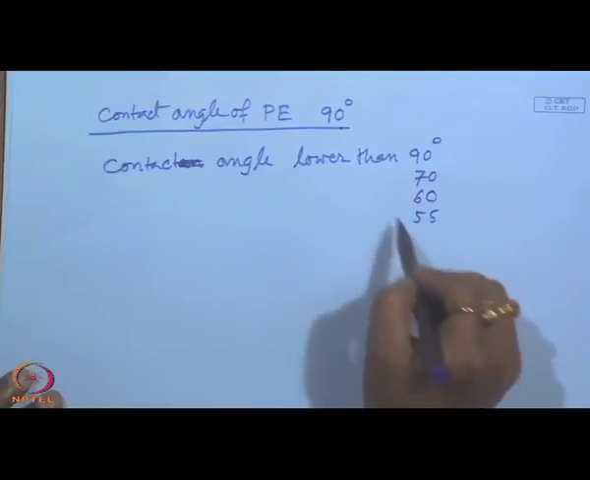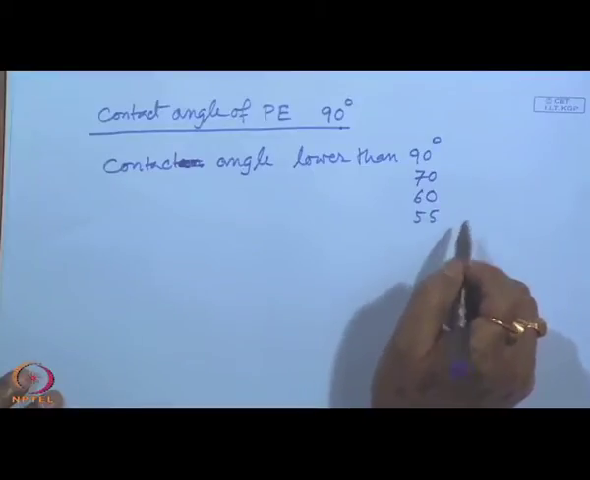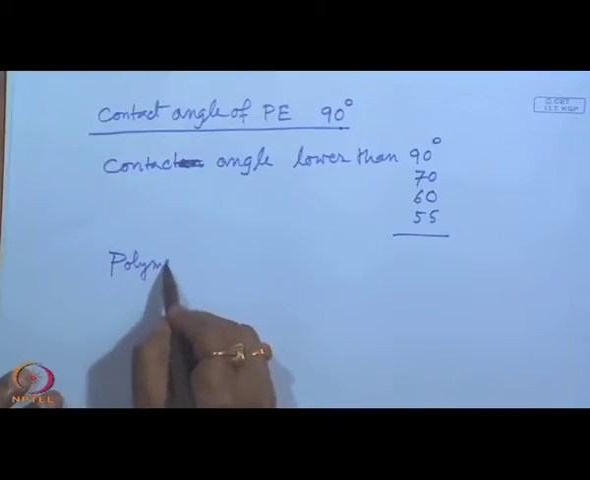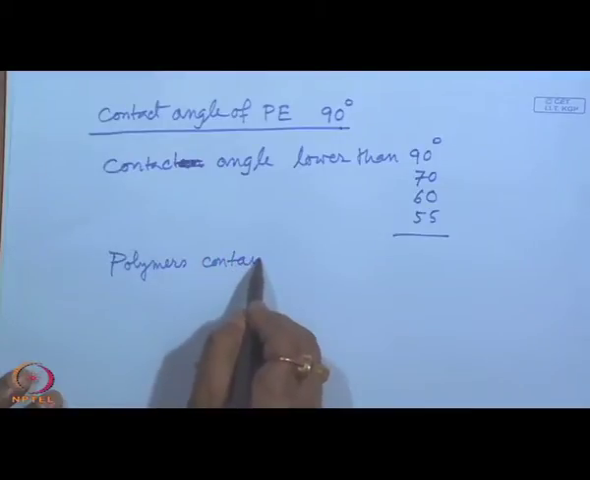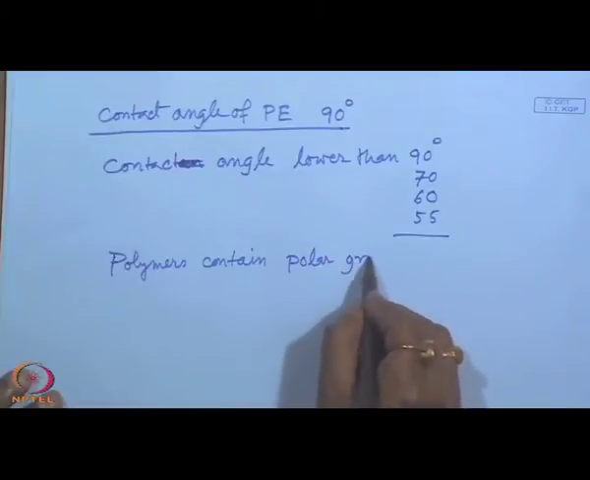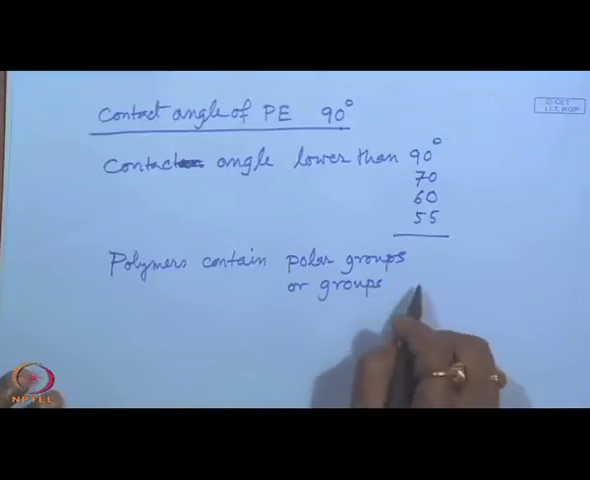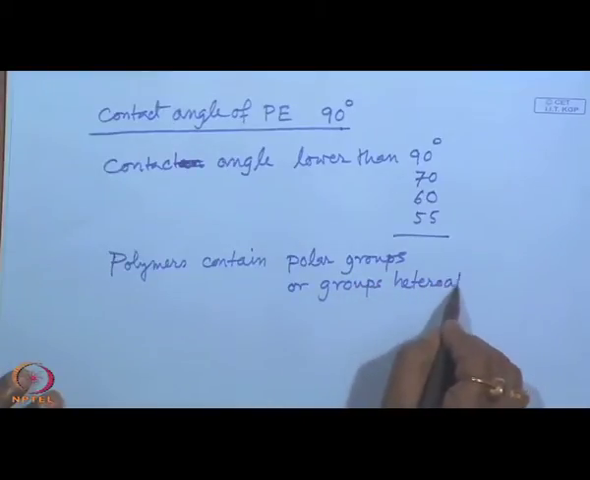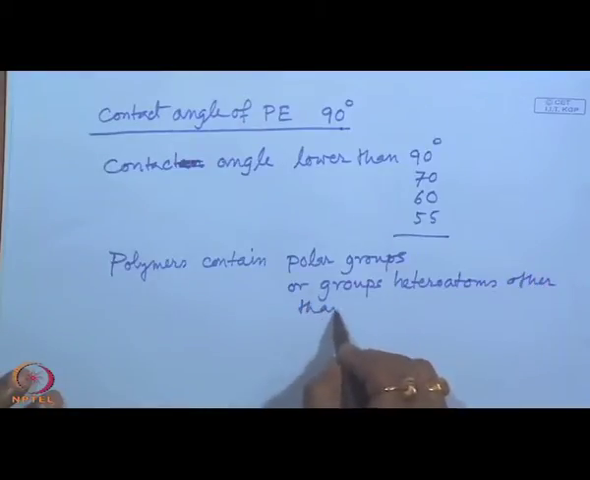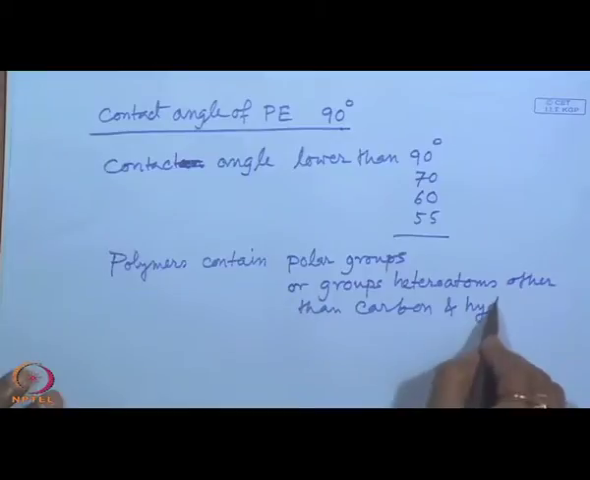Such contact angle values are more favorable for microorganisms to sit there, and that occurs when polymers contain such polar groups, or groups containing heteroatoms other than carbon and hydrogen atoms.